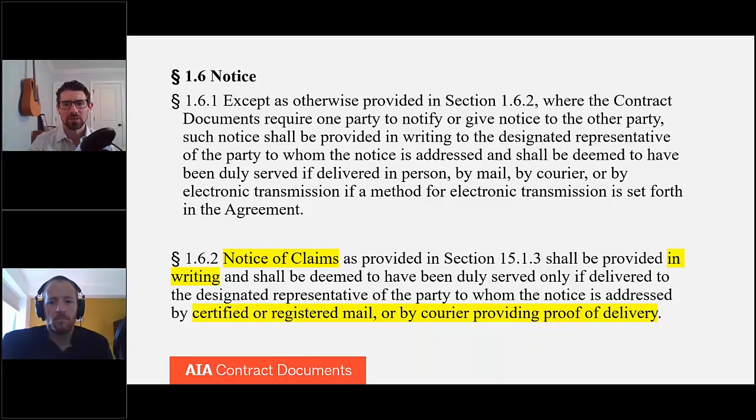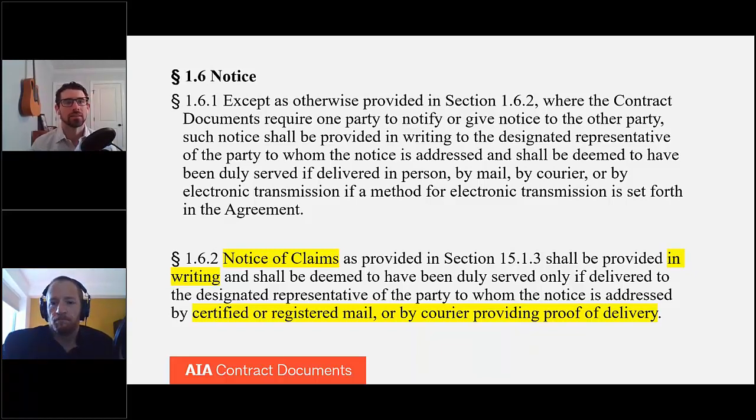With that, I think we have maybe time for one quick question. Mike, anything on your mind with respect to the notice provision? Yeah, so I'm wondering if you could talk a little bit about why the notice for claims are handled differently than notice of other items, and particularly why are electronic transmissions not allowed for a notice for claims?